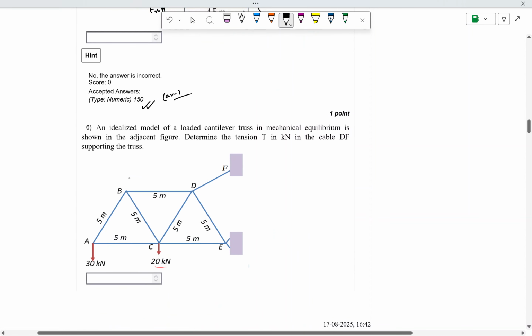Then question number 6 is that an idealized model of a loaded cantilever truss in mechanical equilibrium. Again, mechanical equilibrium means force balance and torque balance is there. Now this is shown in the figure. Determine the tension T in kilonewton in the cable DF. So DF is this cable which is holding this whole thing onto this support. Obviously, because this is pulling it to this support, balancing it, T will be in this direction. So you can draw or extend this T in this direction, right? This is the tension T on this cable DF, which is supporting the truss.